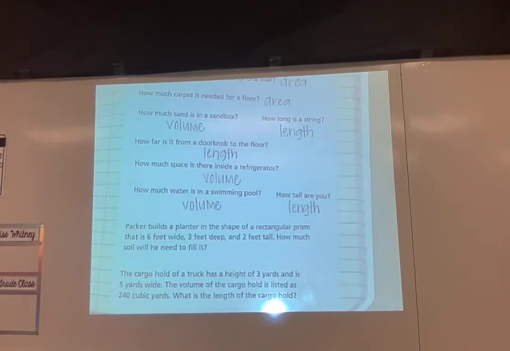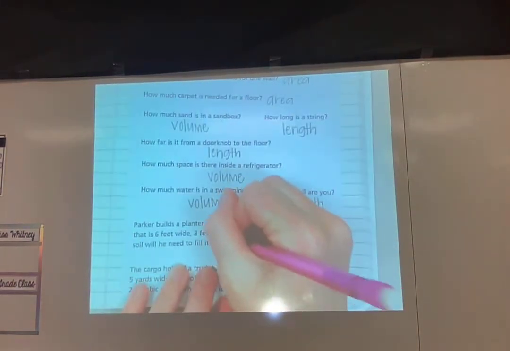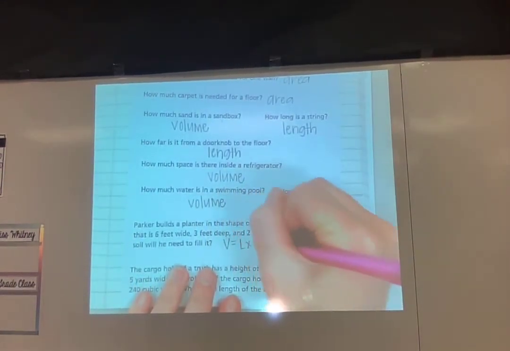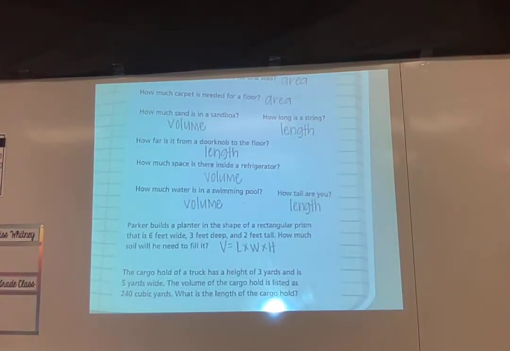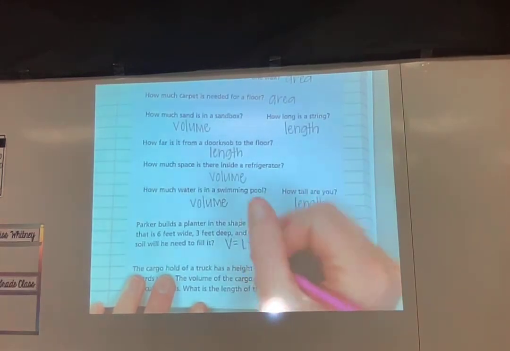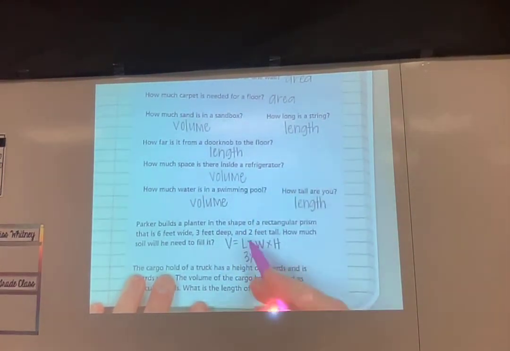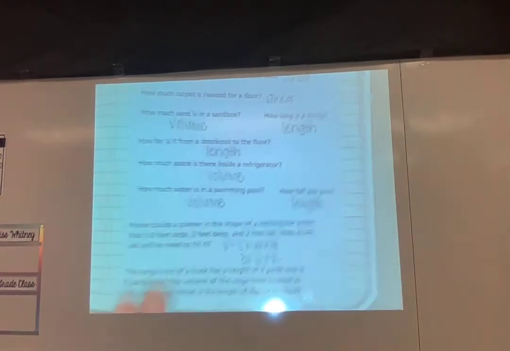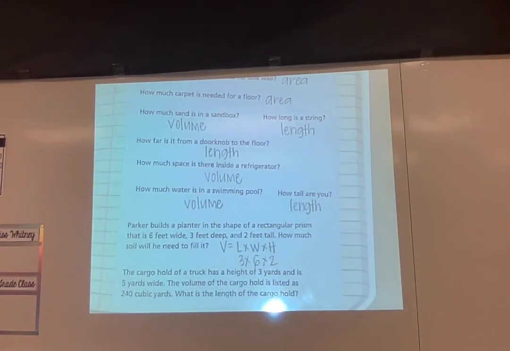Parker builds a planter in the shape of a rectangular prism that is 6 feet wide, 3 feet deep, and 2 feet tall. How much soil will he need to fill it? Well, if he's filling it with soil, I am calculating the volume, and I know that volume is length times width times height. So let me see if I can find those measurements so that I can figure out the volume. The width is 6. It is 3 feet deep, or length, that's fine, and 2 feet tall. So we need to do 3 times 6 times 2 to figure out its volume.